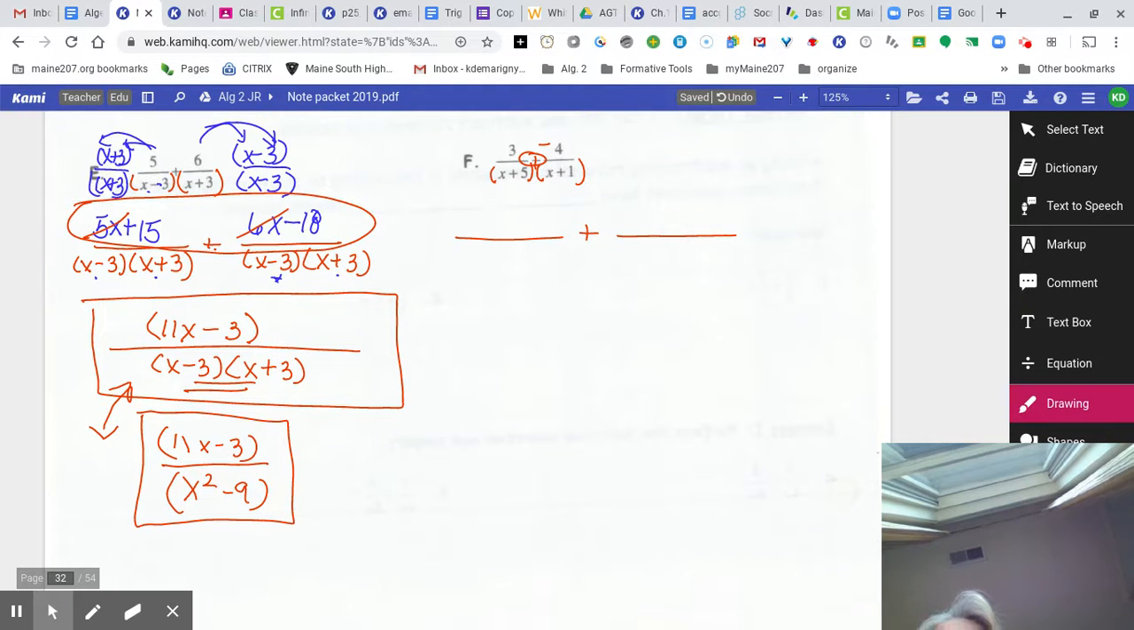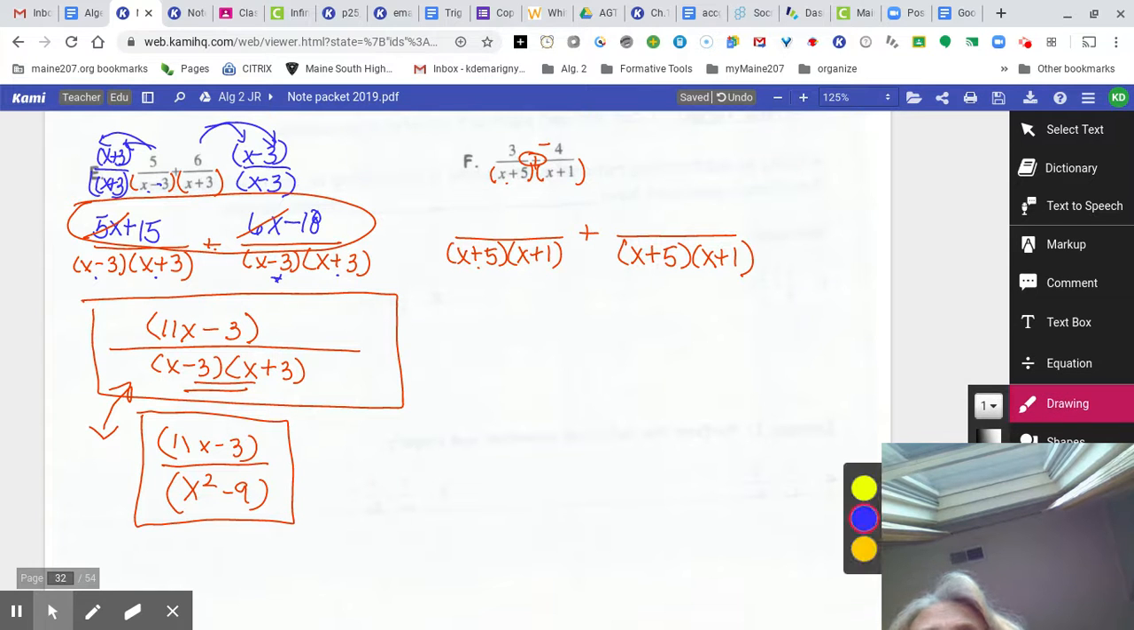Okay, so I have an x plus 5 and an x plus 1, and I need both of those. So I need an x plus 5 and an x plus 1 as my new denominator. This is what makes them both common. The one that I'm missing from my first one, I have the x plus 5, so what I need is the x plus 1. So what I'm going to multiply through by is x plus 1 over x plus 1. That's how I get the denominator to become x plus 5, x plus 1. And in the numerator, I'm going to distribute that. So 3 times x is 3x, and 3 times 1 is a positive 3.